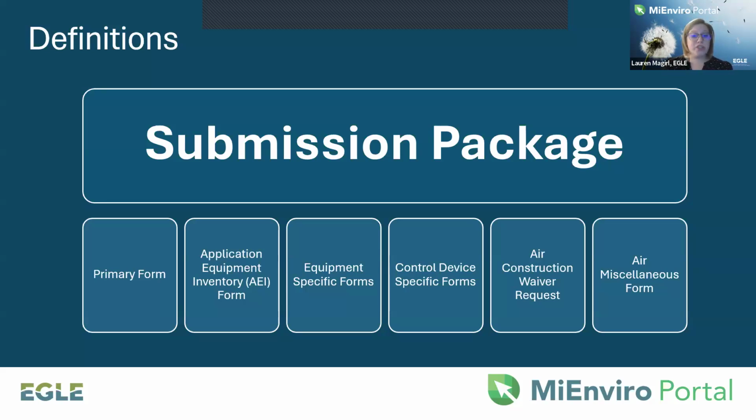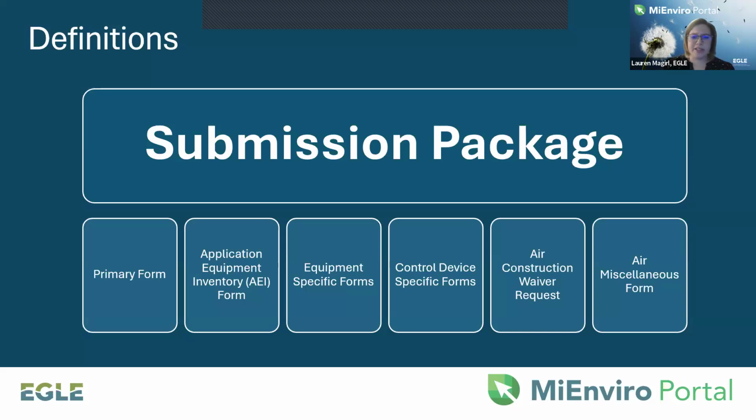So who can start a submission package? Anyone with an editor or administrative role can start a submission package. As Amy stated yesterday, she showed how to set people up with roles. So an editor or administrative role can start a submission package. They can fill out any form within the submission package, and they can stage the equipment-specific and control device-specific forms. A person must have approved certifier status to stage the primary and the AEI form. I'll talk about what staging means and how to stage forms this afternoon.